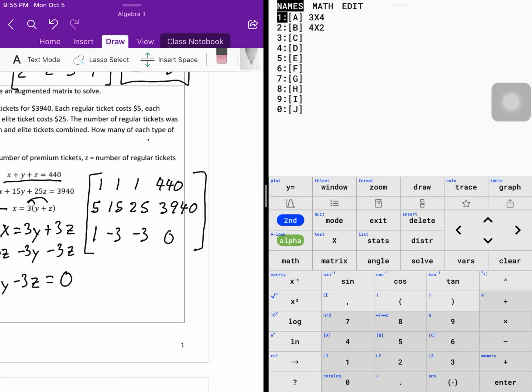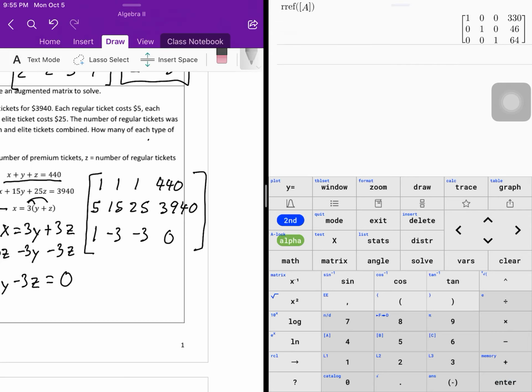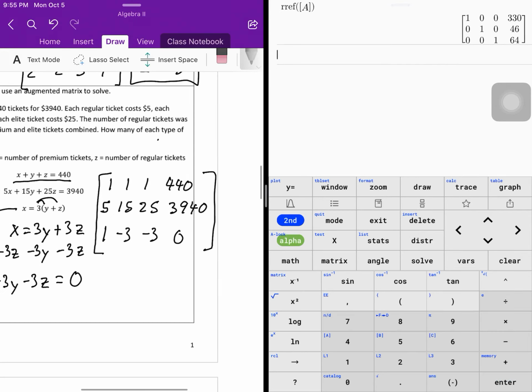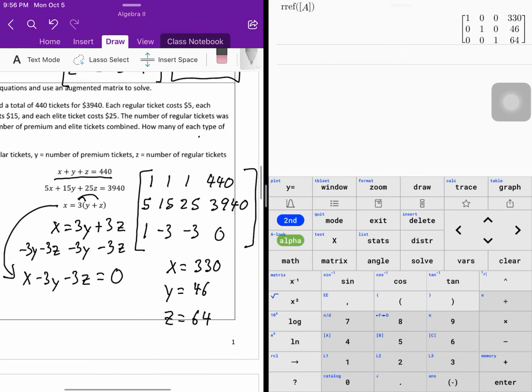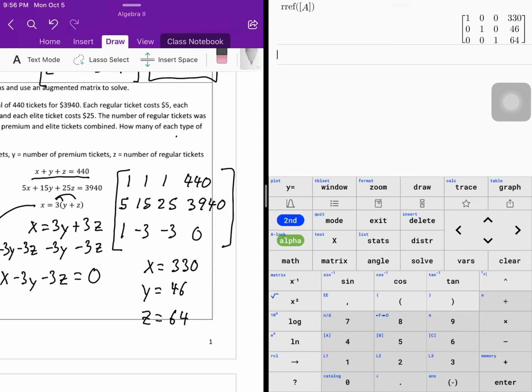Now I gotta hit second quit, matrix, go under math, number 9, matrix, enter, enter. And we get 330, 46, and 64. So the top one is x equals 330, y equals 46, and z equals 64. And these are all types of tickets. So x is the number of regular tickets, y is the number of premium tickets, and z is the number of regular tickets. Well, actually, that should be elite tickets. That was a little error.